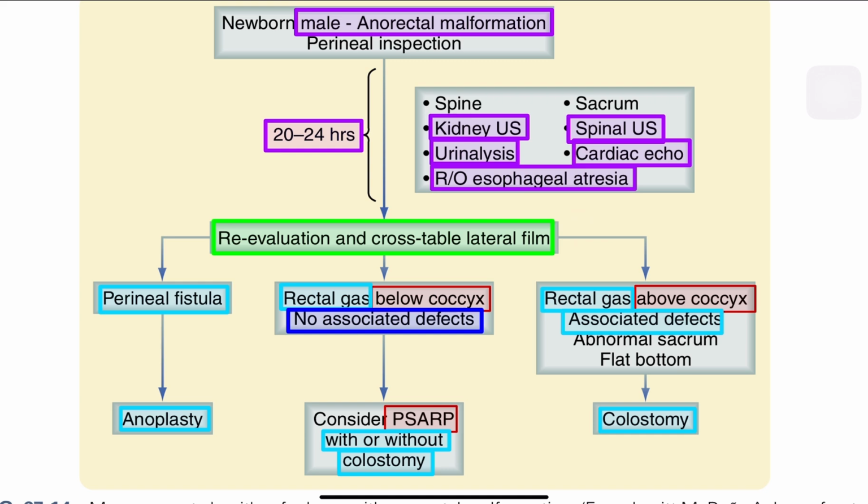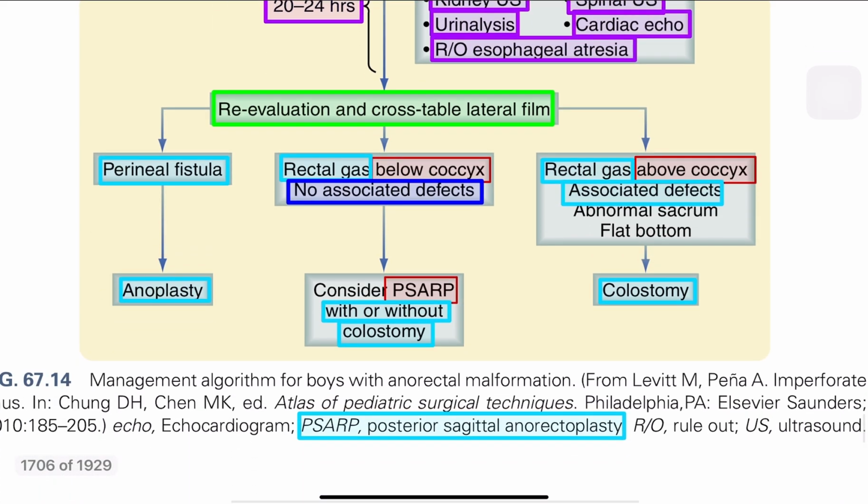Then if perianal fistula is present, you have to do anoplasty in one step. Then if there is rectal gas below the coccyx and no associated defect, then PSARP, posterior sagittal anorectoplasty with or without colostomy. And rectal gas above the coccyx means high fistula, high anomaly, or an associated defect. So you have to do first colostomy and flat bottom. Flat bottom. This is also important.